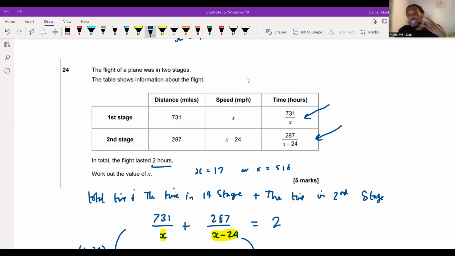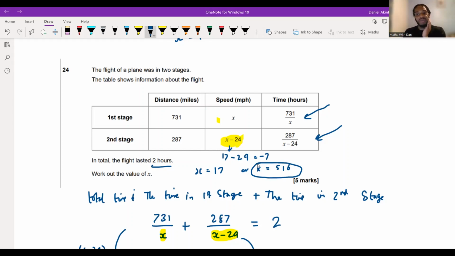If you look at the context, this is a contextual question. We can see the speed is given as x minus 24. If x was equal to 17, then the speed would be 17 minus 24, which is minus 7, isn't it? So that wouldn't work. If the speed is negative, then it will be going backwards or something, because remember, this is a flight. We want the speed to be taken off, wouldn't we? So that can't work. So the correct answer is x is equal to 516. And that will give you the full 5 marks.